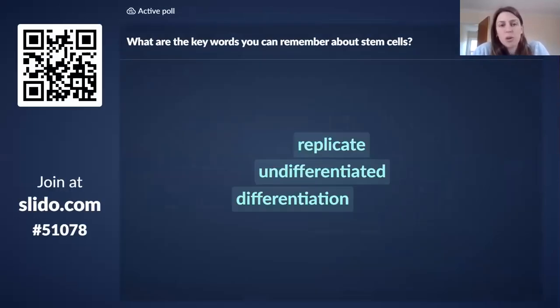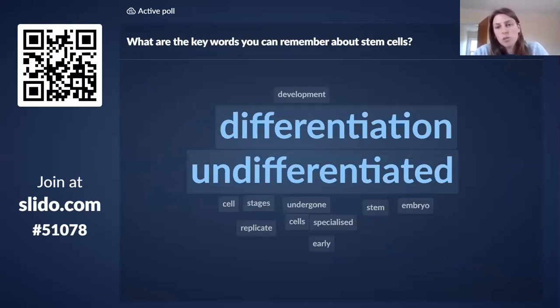And that question is, what are the keywords you can remember about stem cells? So don't worry if you've never studied them before, just put down what you think the keywords are about those. And we're going to get an idea of your understanding so far.